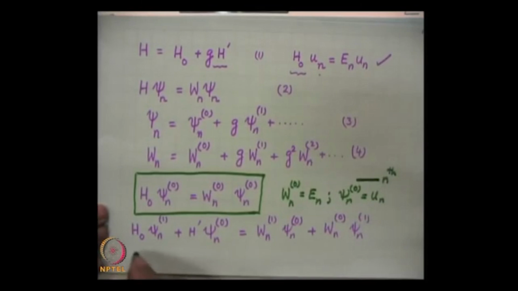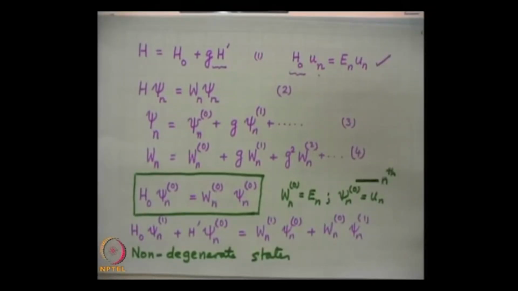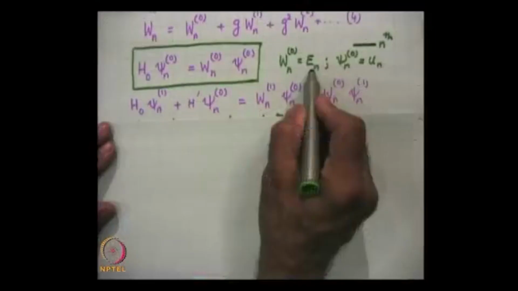So, we apply our analysis to non-degenerate states, in which there is only one wave function. We will modify this analysis to take care of degeneracy during the course of this lecture. So, we have W n 0 is equal to E n and psi n 0 is equal to u n. Then we rewrite this, so that H naught psi n 0 is equal to E n psi n 0.